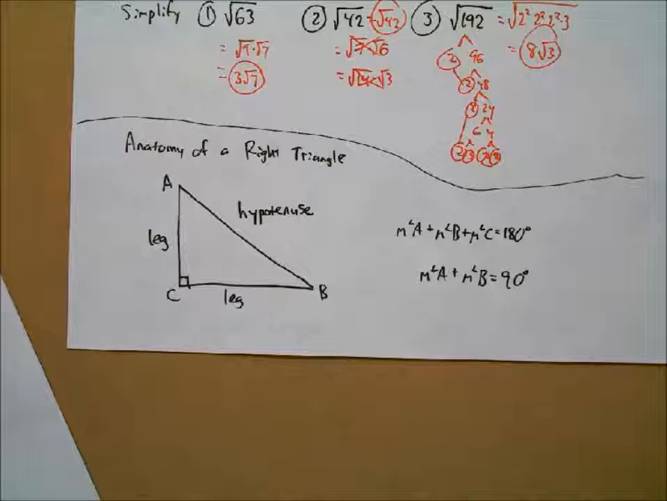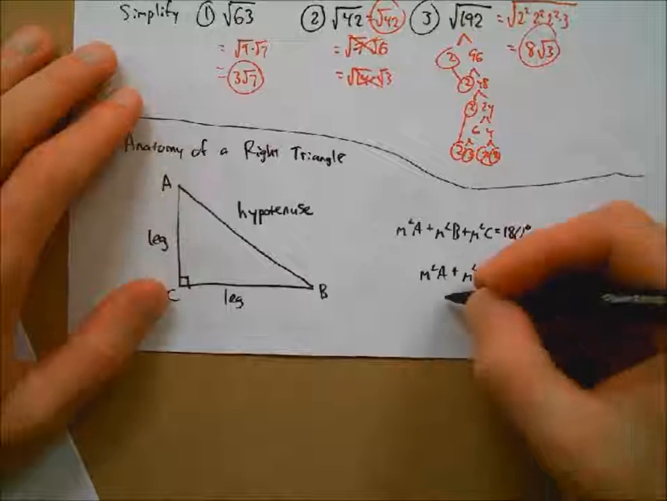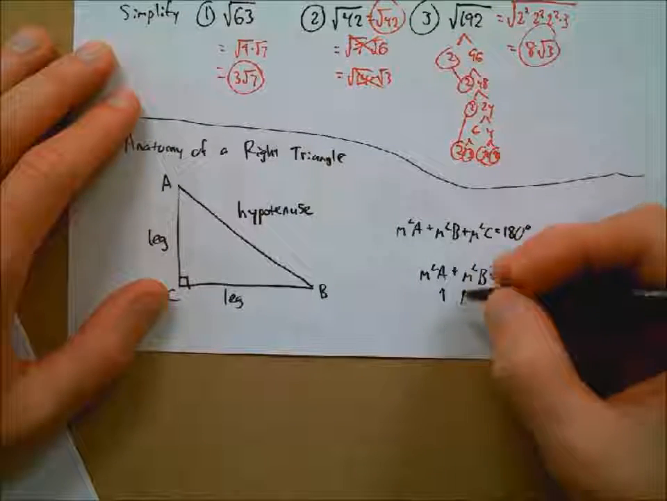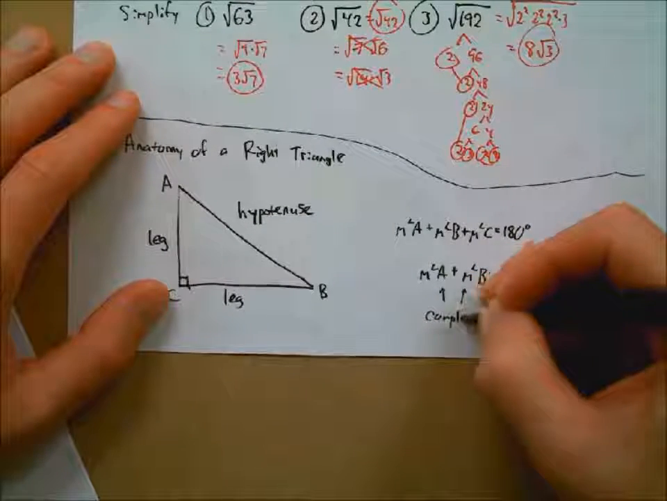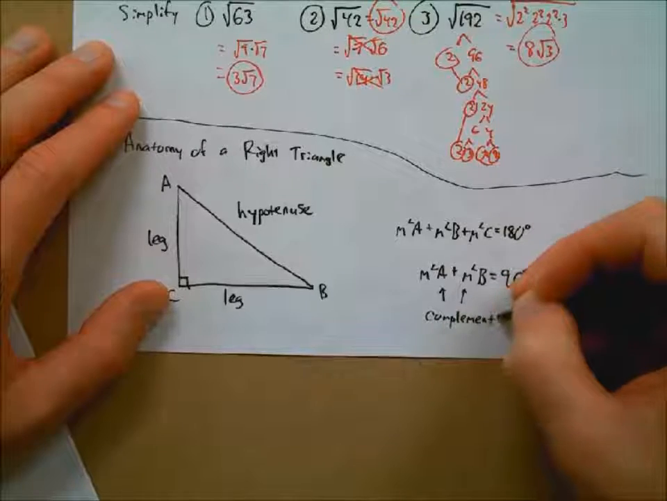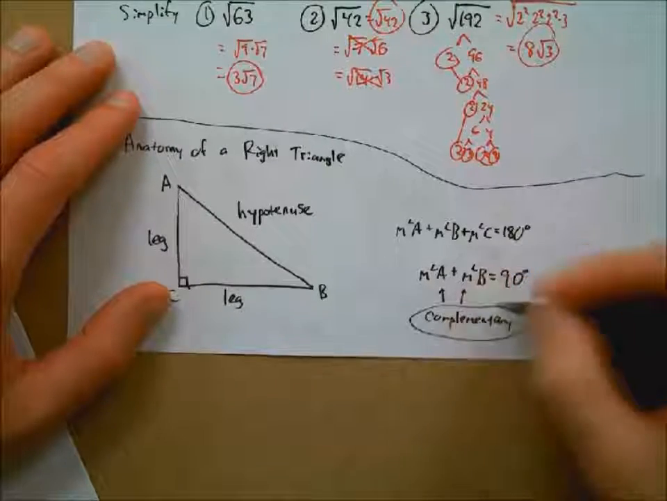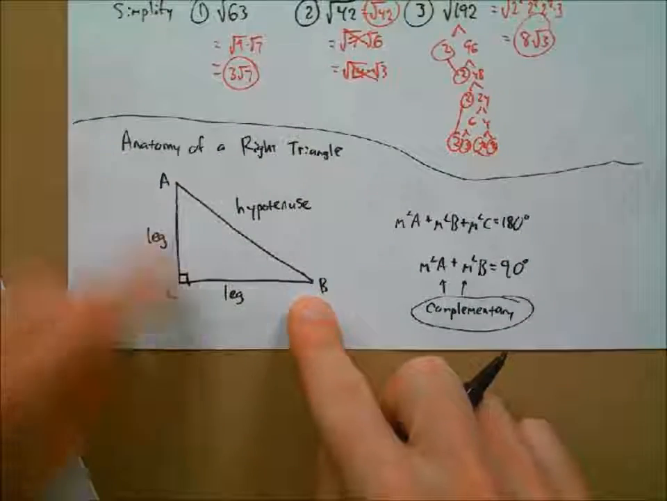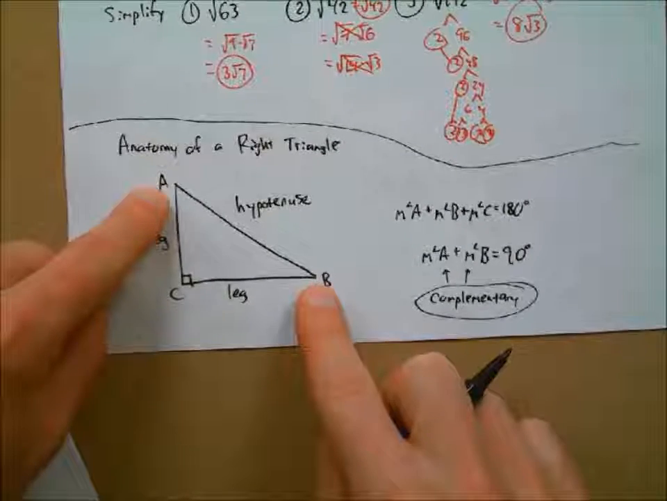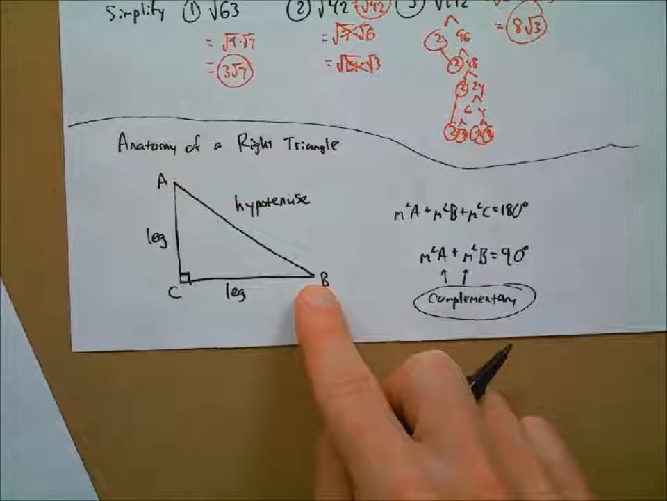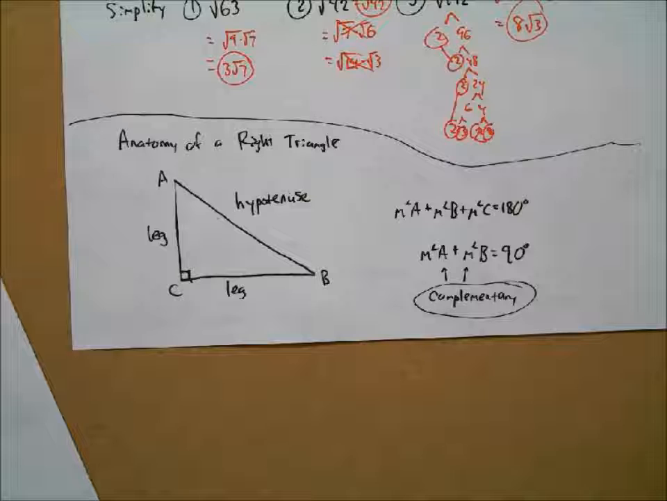And what do we call two angles that add to 90 degrees? Complementary. Exactly. So it's super important to remember that the two non-right angles in your right triangle are complementary to each other. Always in a right triangle. Always.